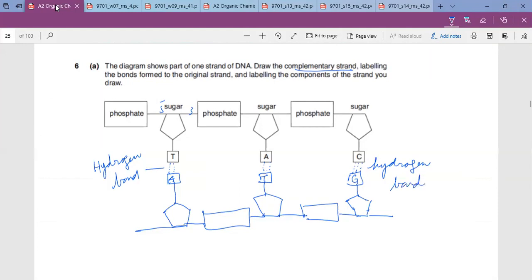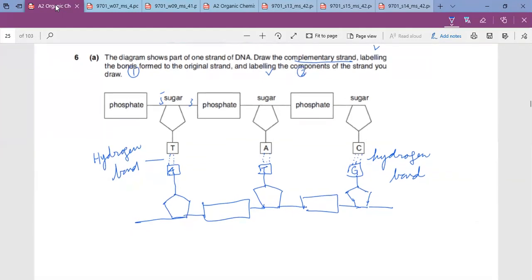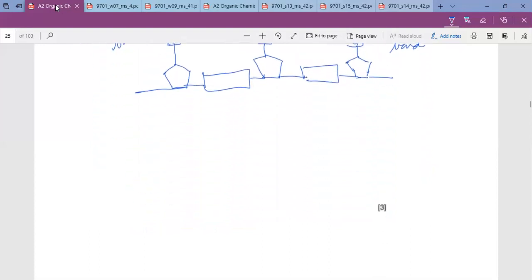Okay, labeling the components. You must draw, labeling the bonds, label number 1, the bonds. Form 2, label what? The components, A, T and G and so forth on the strand you draw. Easy, isn't it? Not so difficult. 3 marks. But there are more of these.